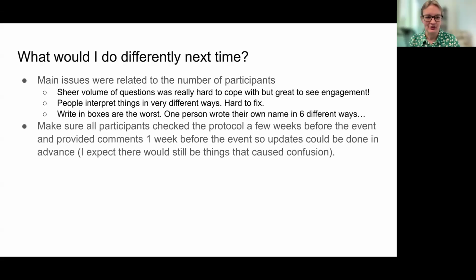So in terms of what I would do differently next time, like I said, the main issues were related to the sheer number of participants. There were a lot of questions because there were a lot of people, but it was great to see that engagement. One thing we did discover is people interpret things in quite different ways, and that's really hard to fix. We tried and tried to write things clearly, but some people will just interpret things differently, and that's kind of okay. And write-in boxes are the absolute worst. My favorite example was one person who managed to write their own name in 6 different ways in the course of a day.